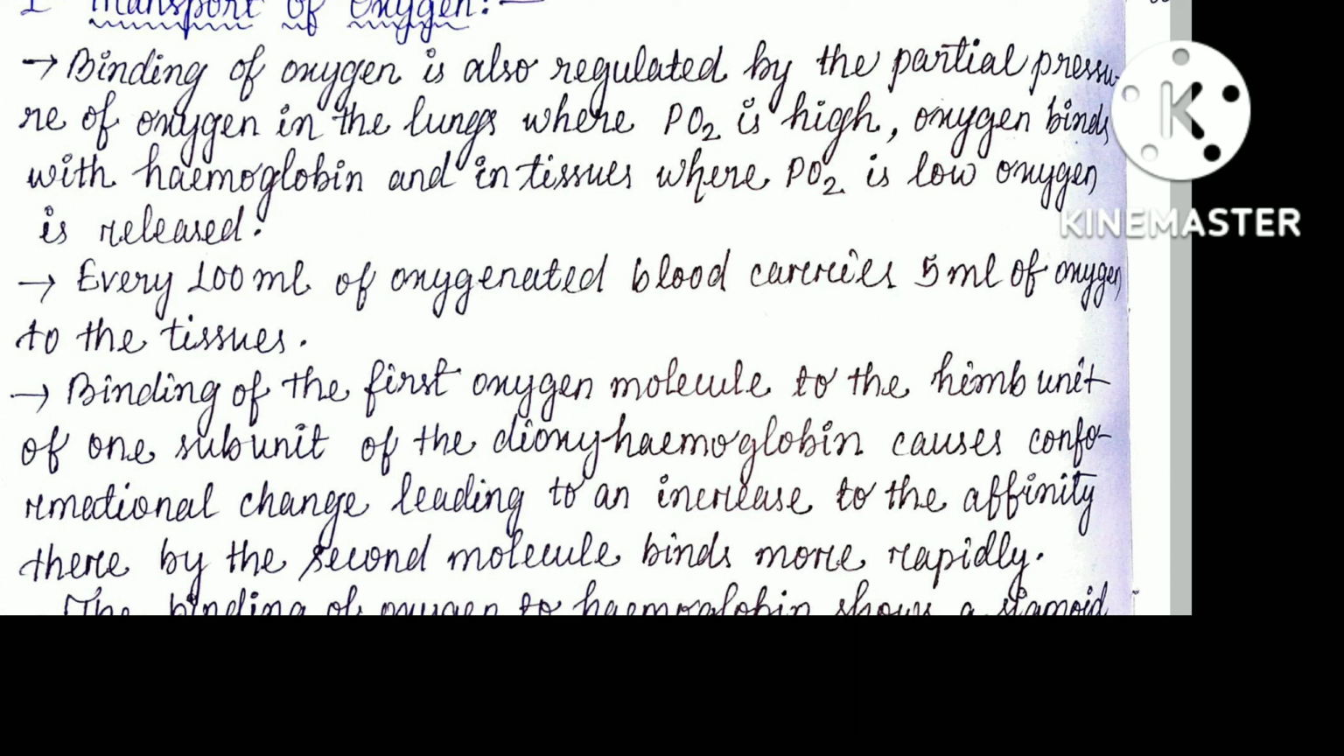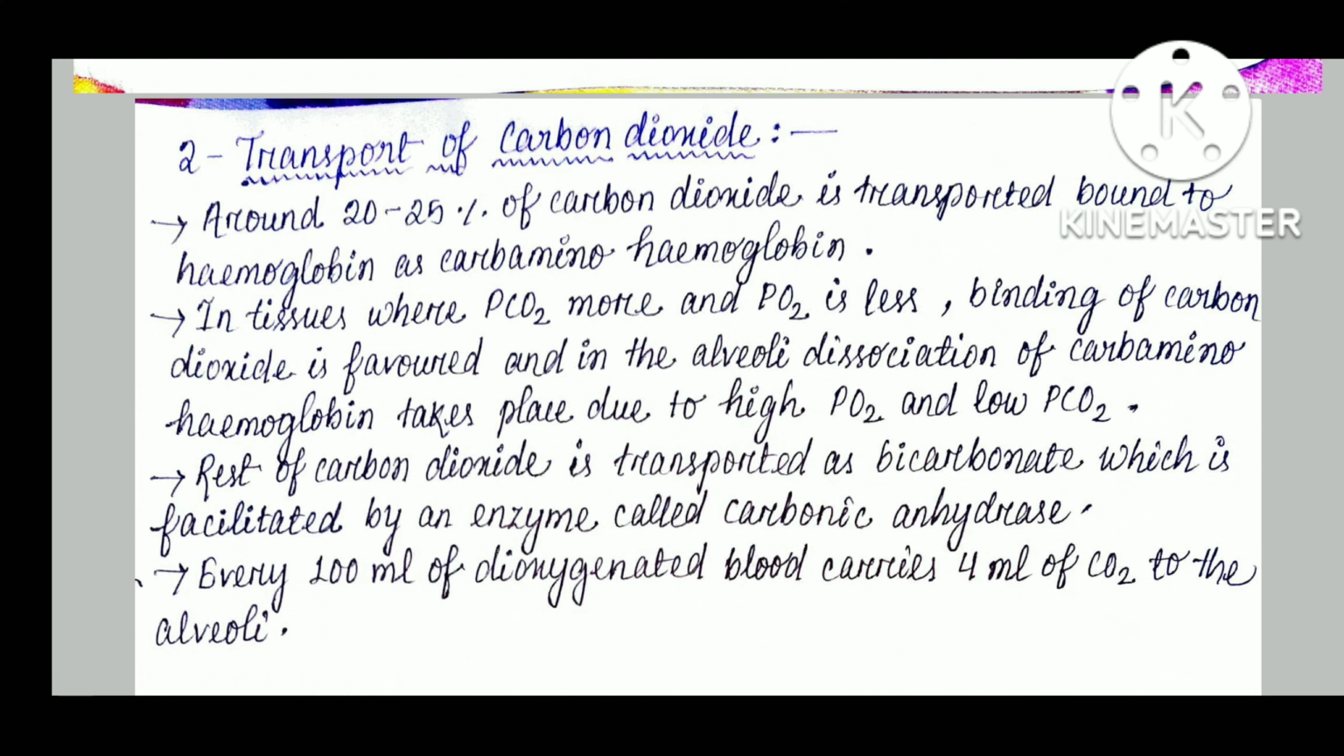Binding of the first oxygen molecule to the heme unit of one subunit of the deoxyhemoglobin causes a conformational change leading to an increase in the affinity, thereby the second molecule binds more rapidly. Transport of carbon dioxide.